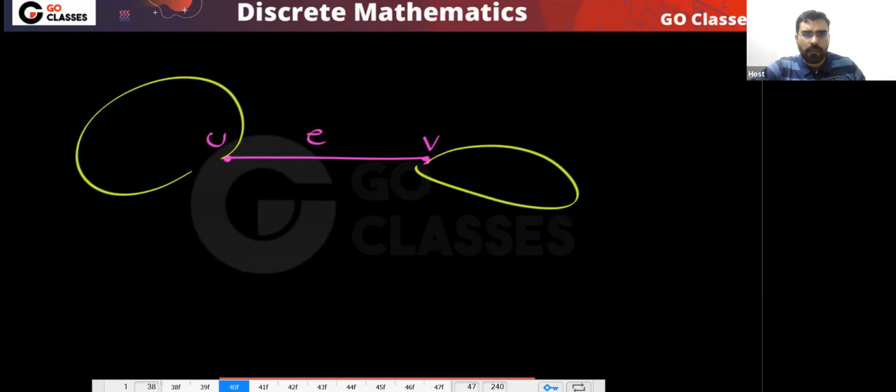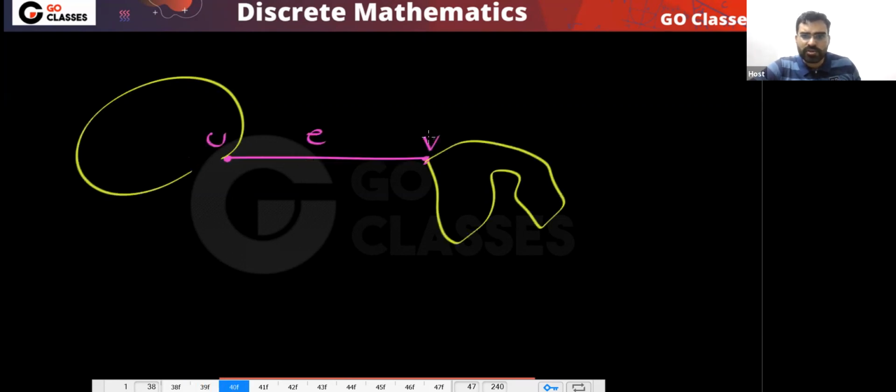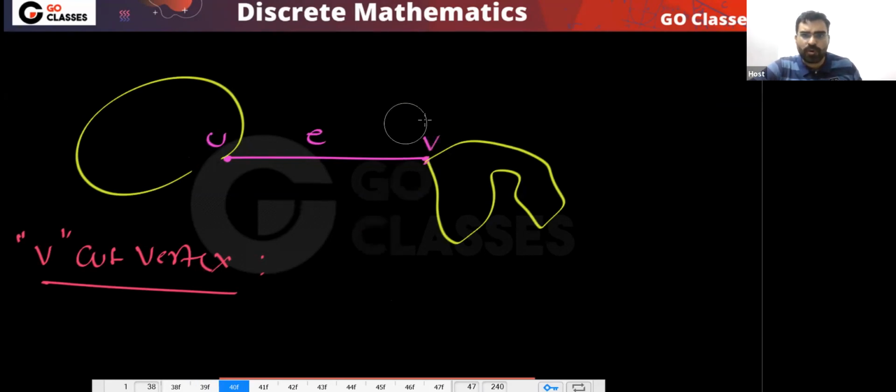Tell me one thing. So this is your bridge. Then in this situation, when can you say that this V is a cut vertex? If it is a cut vertex, the number of components should increase. So you can notice V is a cut vertex if and only if its degree is greater than or equal to 2.